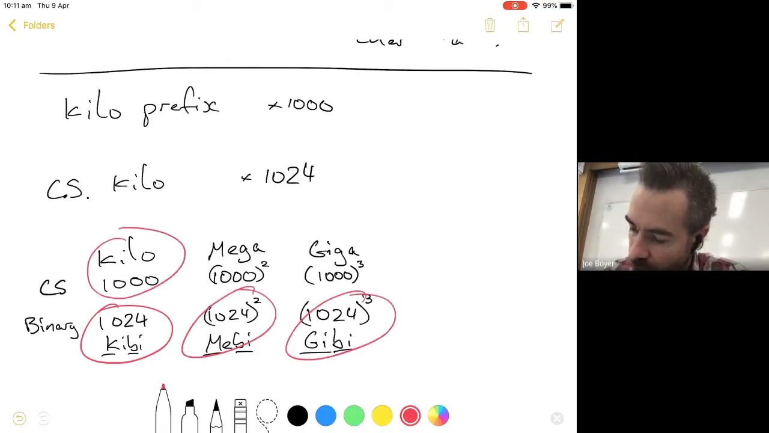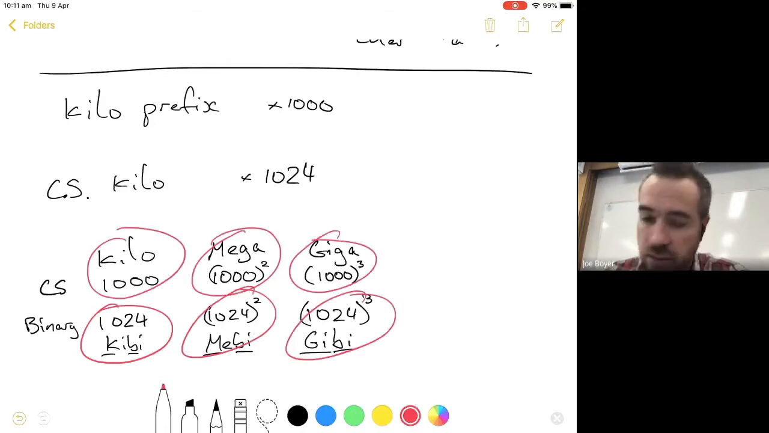So if you see kilo, mega, giga, it means 1,000 to the relative power. If you see kibi, mebi, or gibi, it means 1,024 to the relative power. All of this has made it a little bit more confusing because certain modern computer systems, like anything produced by Microsoft, still use the wrong system.